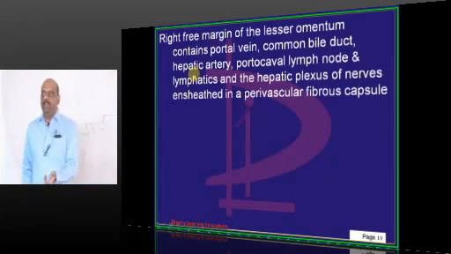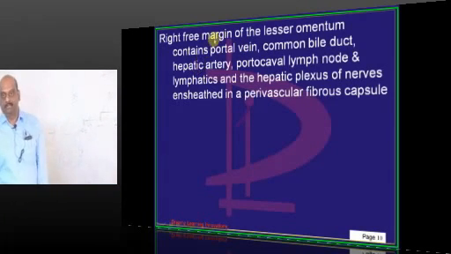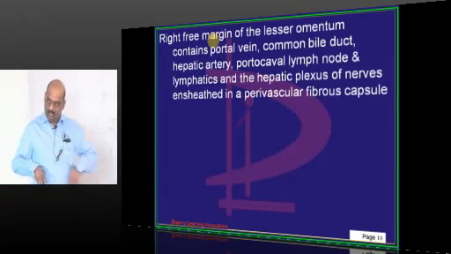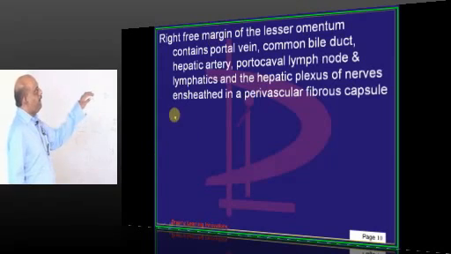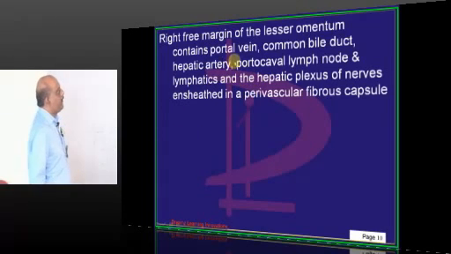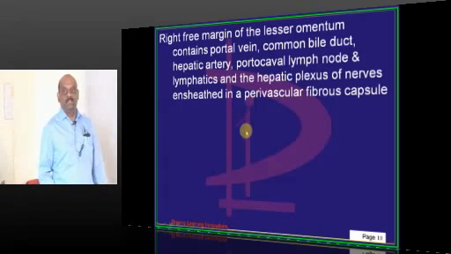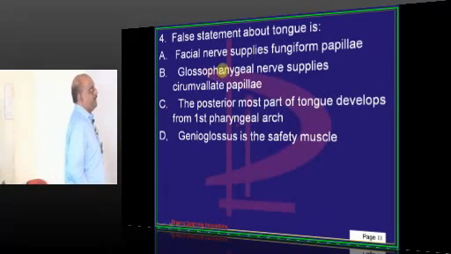Now, what structures are involved if you damage the free edge of the lesser omentum? So, the right free margin of the lesser omentum, you can imagine between stomach and liver. So, portal vein, common bile duct, hepatic artery and portocaval lymph nodes, and the hepatic plexus of nerves are the ones which are typically located.